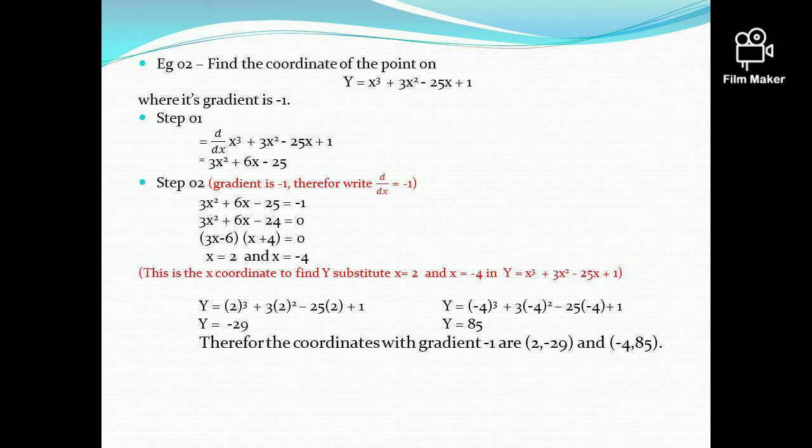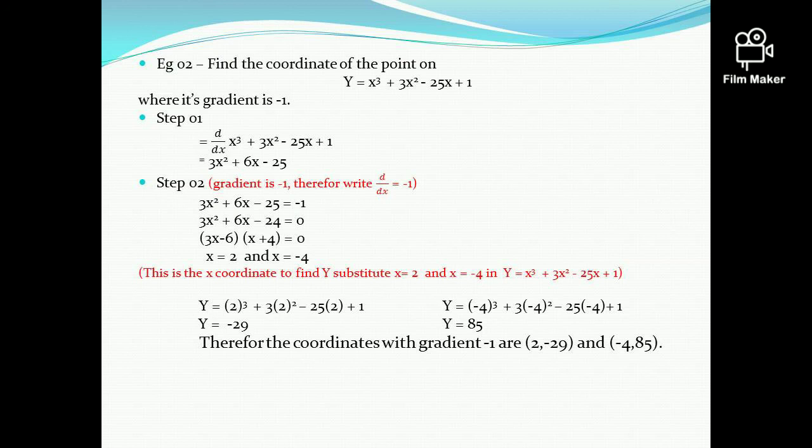Then this turns into a quadratic equation: 3x squared plus 6x minus 24 equals 0. If you simplify this equation, you will receive the answers x equals 2 and x equals minus 4. That means the x-coordinates of the points with the gradient minus 1 are x equals 2 and x equals minus 4. As we did in the previous question, we need to find the y-coordinates as well.